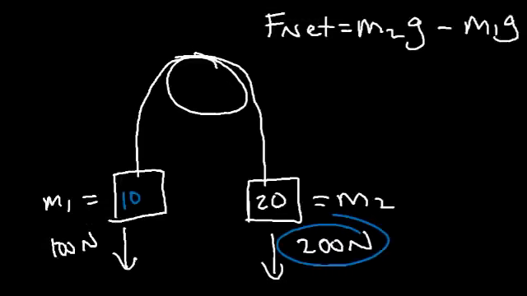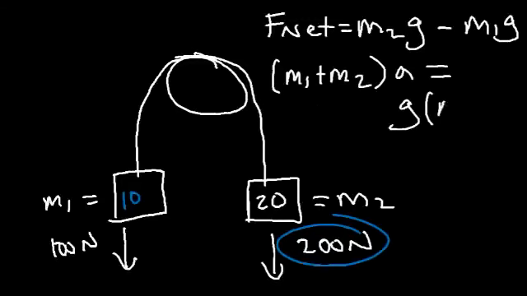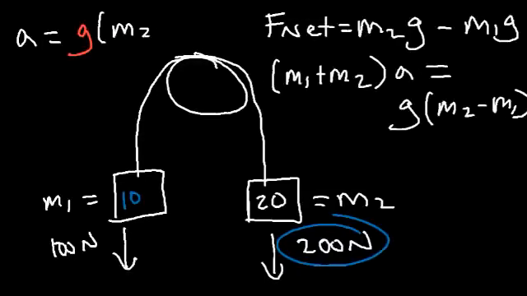And the net force is mass times acceleration, but the total mass. So it's going to be M1 plus M2 times the acceleration. And that's equal to, if we factor out G, G times M2 minus M1. So to solve for A, we need to divide both sides by M1 plus M2. So the acceleration is going to be G times the difference of the two masses divided by the sum of the two masses, M1 plus M2.